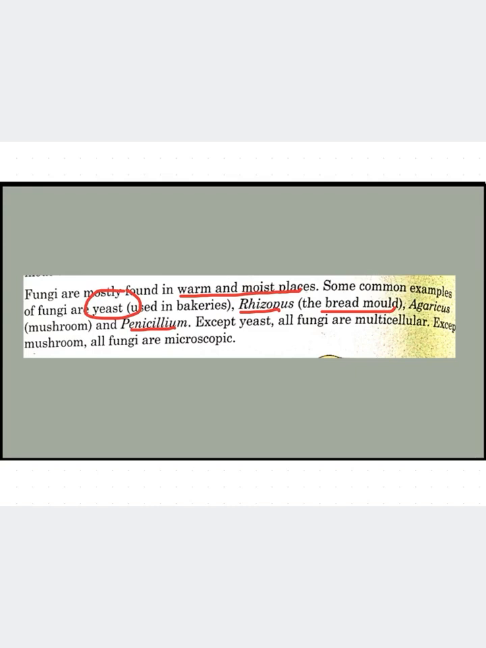Now except yeast. Yeast जो फंगस है बेटा वो यूनिसेलुलर है. ये बहुत बार एग्जाम में पूछते हैं बेटा. Name a unicellular fungi. Okay, name a unicellular fungi. So yeast is a unicellular fungi. Okay, except yeast, all fungi are multicellular. Yeast is unicellular while all other fungi are multicellular.